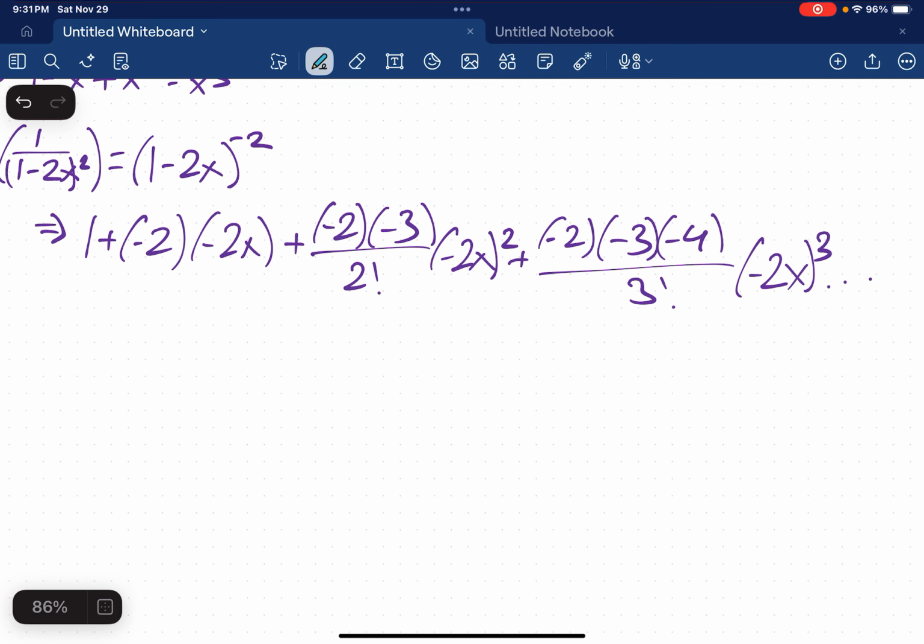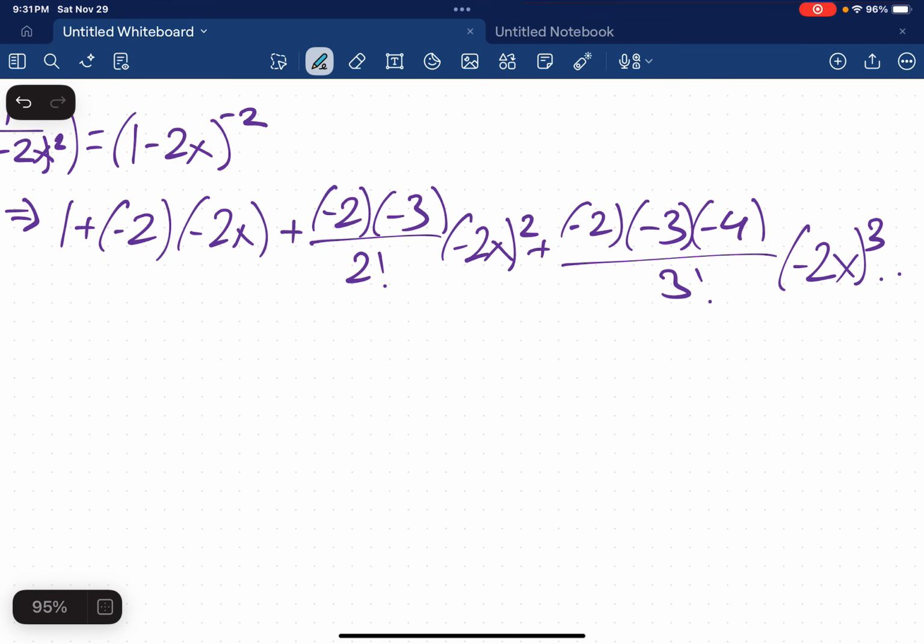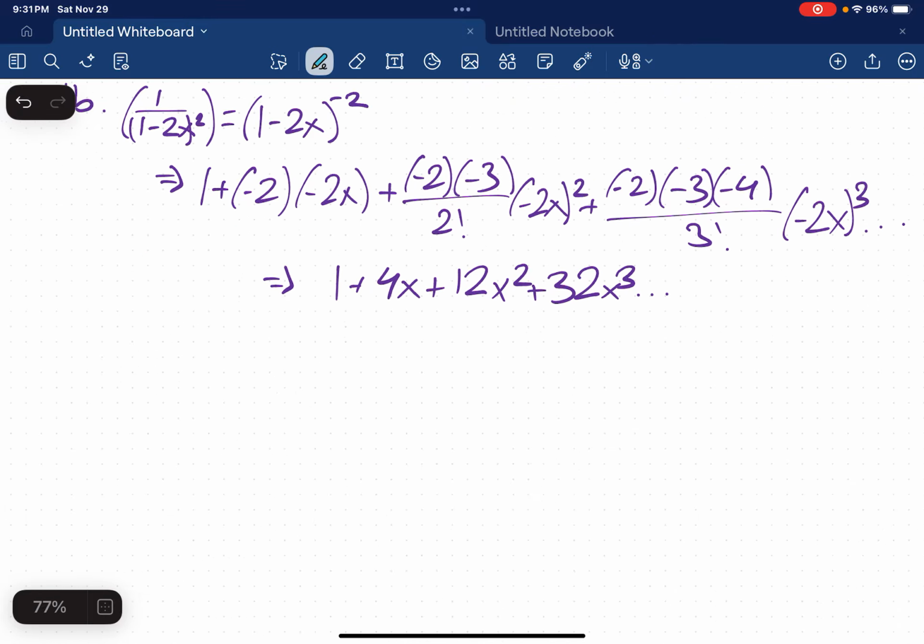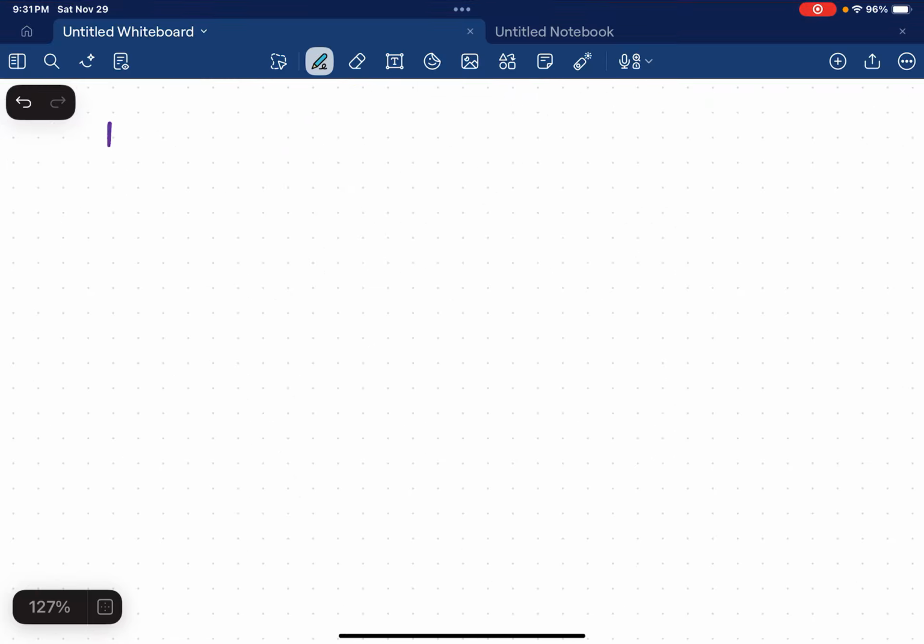I wish I had known this earlier in the other videos. I don't know why I never used that. I just ended up using combinations all the time, but finally figured this out. Okay, and this simplifies to 1 plus 4x plus 12x squared plus 32x cubed, and so on. That's our answer.